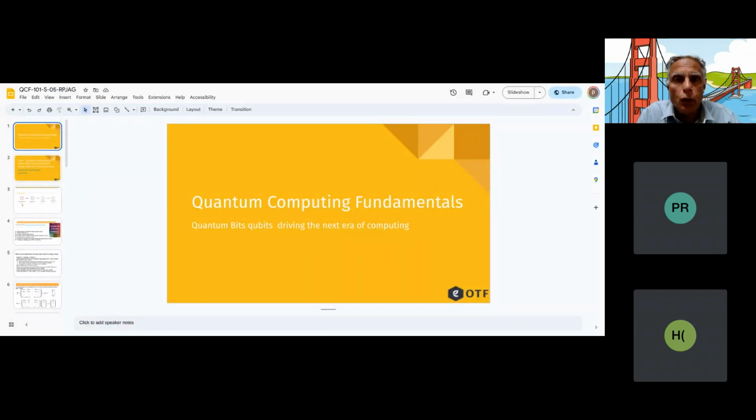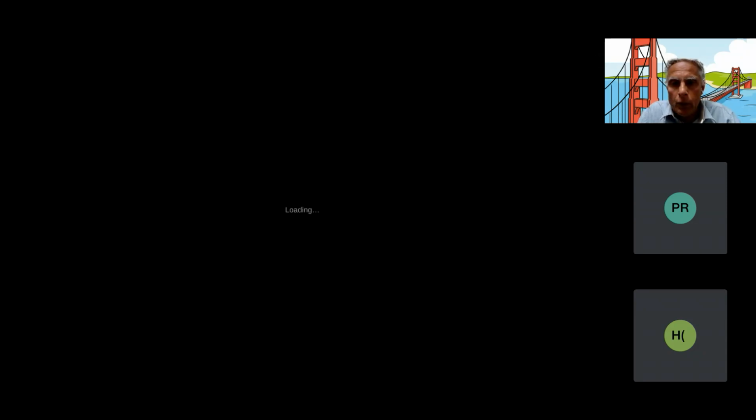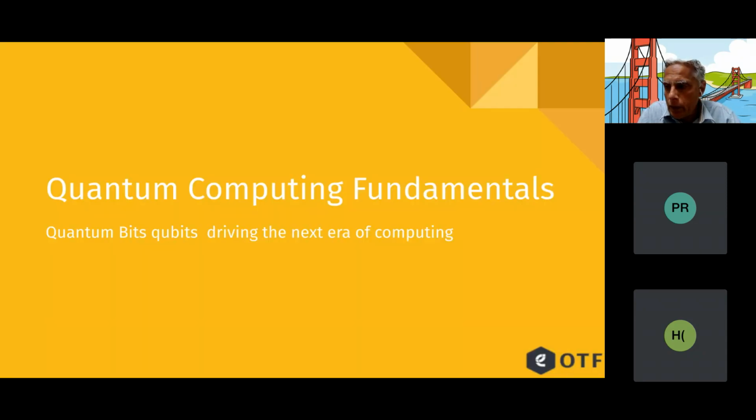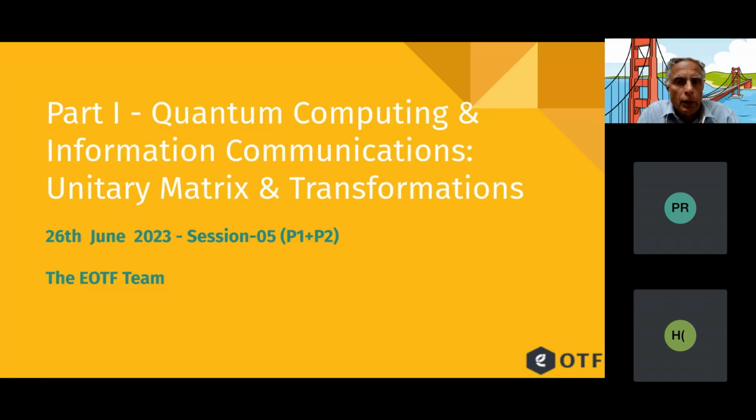Welcome to the session on Quantum Computing Fundamentals, QCF 101, session 5. And here we go. We start with part 1, and this time we will cover part 1 and part 2 together, as Professor Gokhale is not present. However, I am shortening what session 5 will contain.